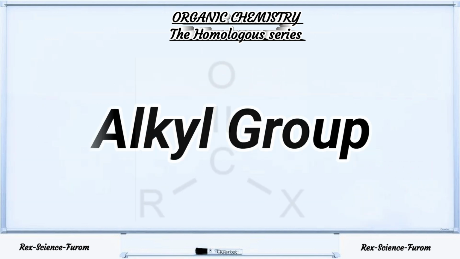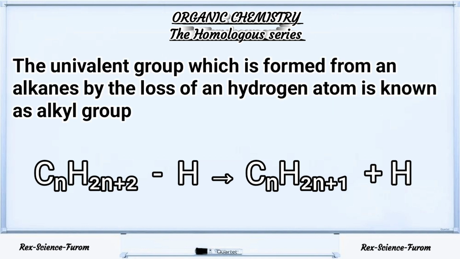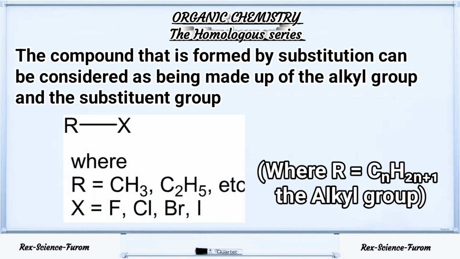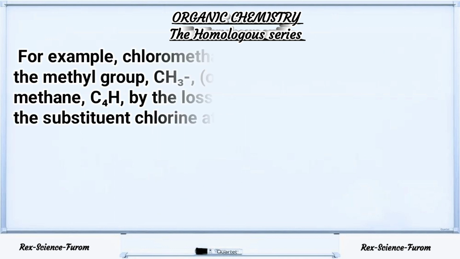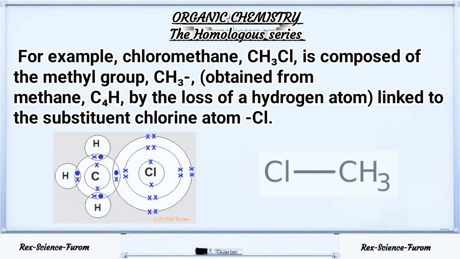Alkyl group. An alkyl group is derived from an alkane by removing one hydrogen atom. It follows the general formula CnH2n+1. The univalent group which is formed from an alkane by the loss of a hydrogen atom is known as the alkyl group. The compound that is formed by substitution can be considered as being made up of the alkyl group and the substituent group. For example, chloromethane, CH3Cl, is composed of the methyl group, CH3, obtained from methane, CH4, by the loss of a hydrogen atom linked to the substituent chlorine atom Cl.